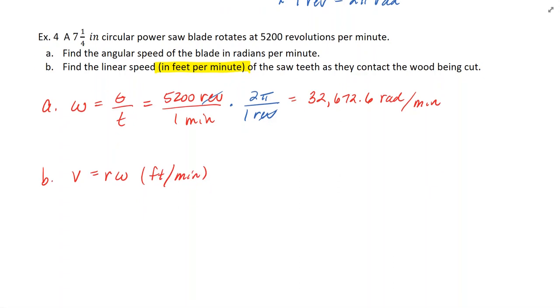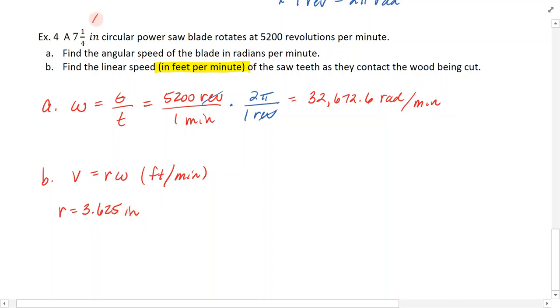Our saw blade is defined for us up here as a 7 1/4 inch saw blade. That's actually the diameter of the blade. So the diameter is 7 1/4. If I divide 7 1/4 by 2, that gives me a radius of 3.625 inches. That's the diameter of our saw blade, and the radius is 3.625 inches.